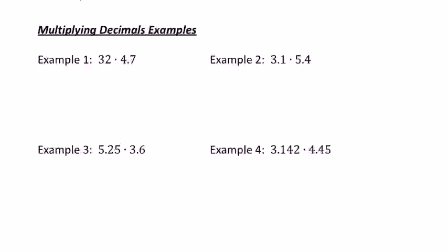Okay, in this video we're going to do a few problems of multiplying decimals, just a couple examples to remind ourselves how to do it. And you'll notice that each of these has a little bit different case involved. The first one is just multiplying an integer, 32, times the decimal, 4.7. And whenever we're multiplying decimals, the first thing we remember is that it's just like multiplying integers, except that we have this decimal that we have to deal with at the end.